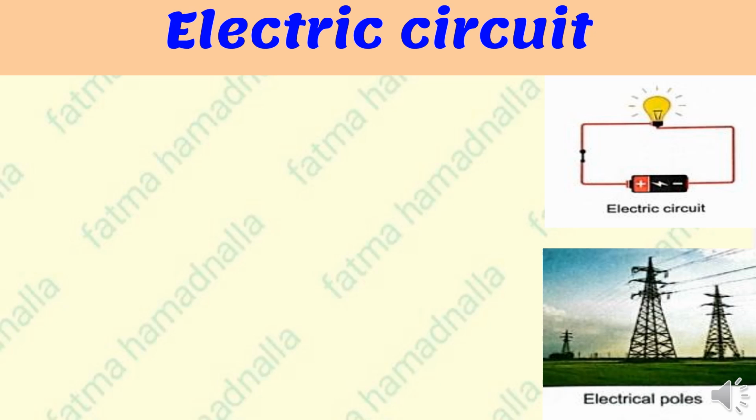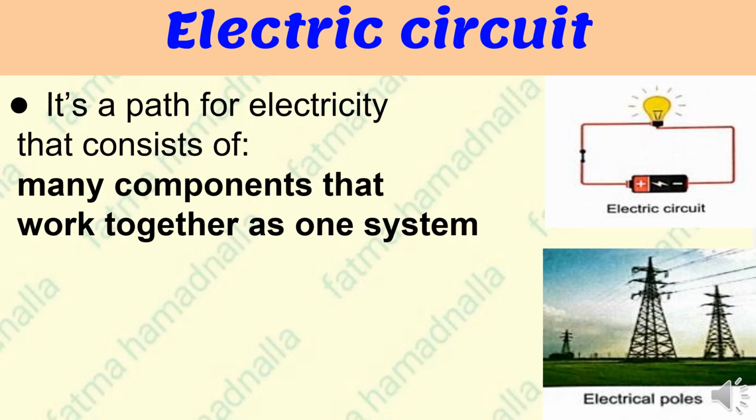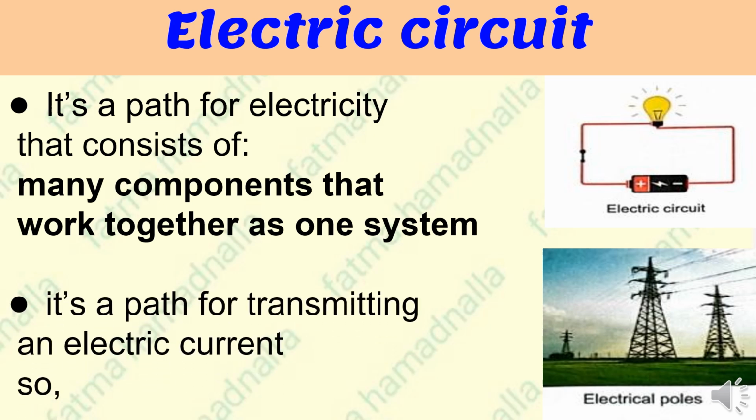We notice that, behind the walls of our homes, there are wires that conduct electricity. This path for electricity is called an electric circuit. An electric circuit consists of many components that work together as one system. So, an electric circuit is the path that allows the flow of electric current, transmitting energy to different parts of the house, like lights and appliances.